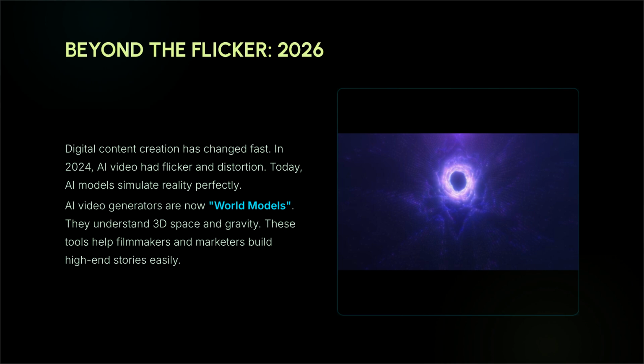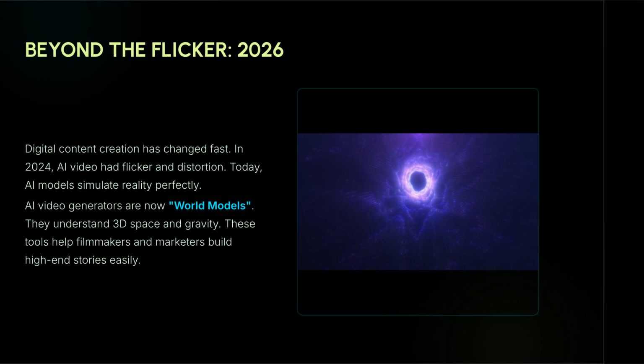Older AI video models had flicker and distortion, but today's AI video generators are true world models. These tools perfectly simulate 3D space and gravity, enabling filmmakers and marketers to easily build high-end stories.